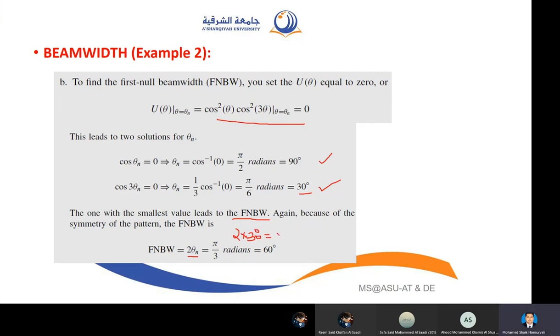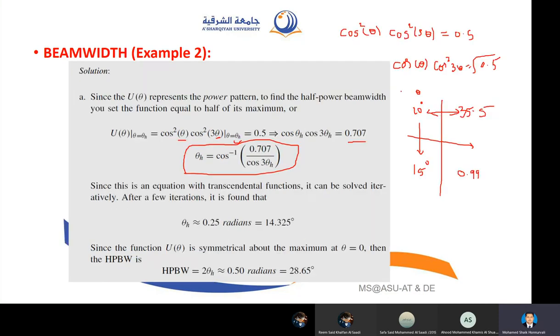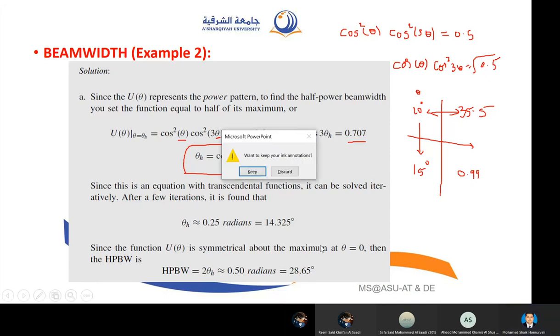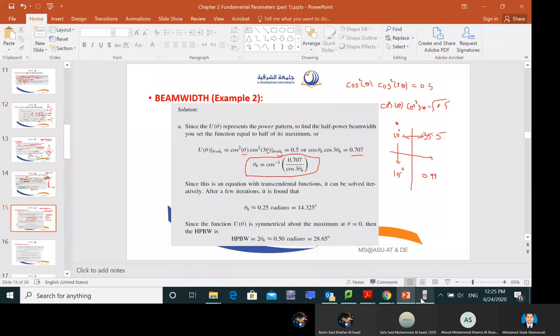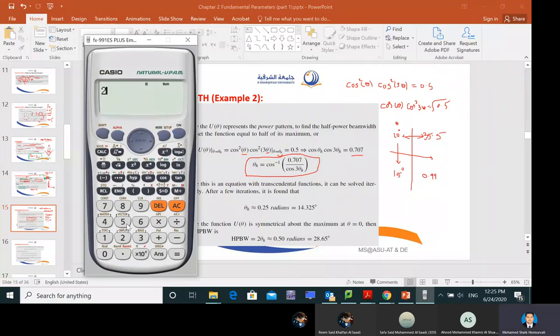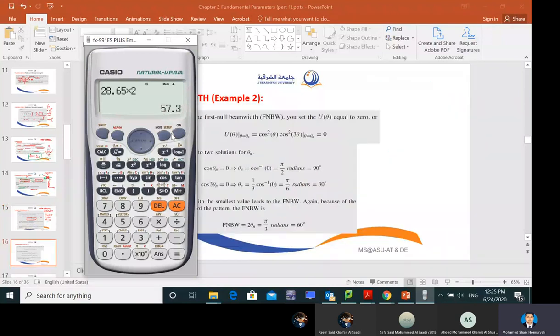However, you can see this is not exactly twice the half power beam width. 28.65, if you multiply by 2, it will be around 57.3. This is the approximate value. But the actual value, if you want to calculate, you can calculate like this. But you can see there is not much difference. 57.3 and 60, there is not much difference.